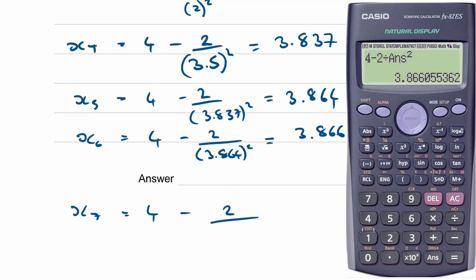x7 is 4 minus 2 over 3.866 all squared. And you can see now that this time it just settles down on 3.866 again. Okay, and if I keep pressing it a few more times, you can see that it just stays like that. So rounding that off to 2 decimal places, my final answer is going to be 3.87. That's 3.87 to 2 decimal places.